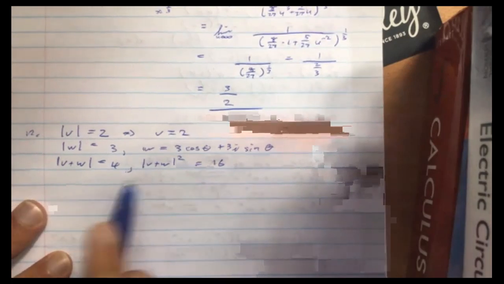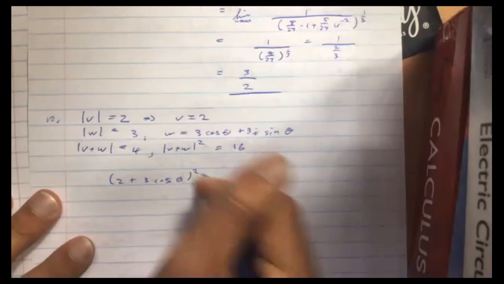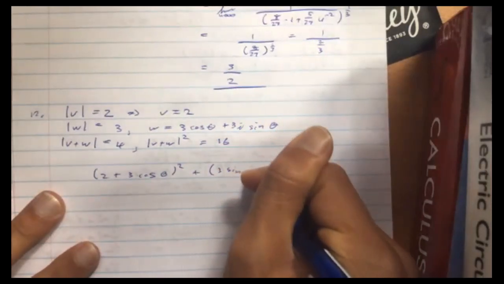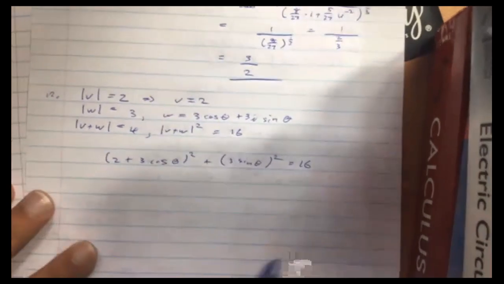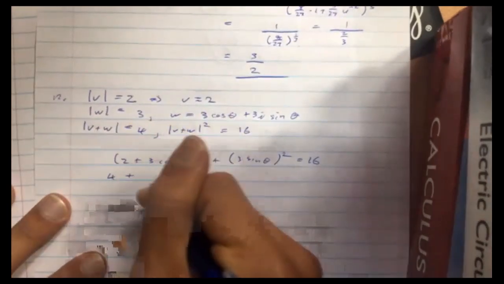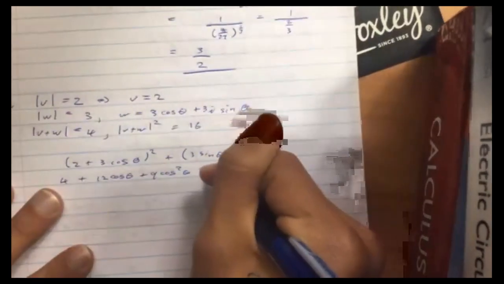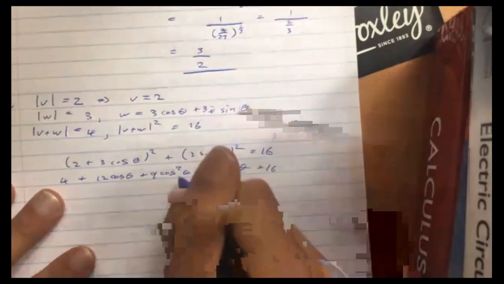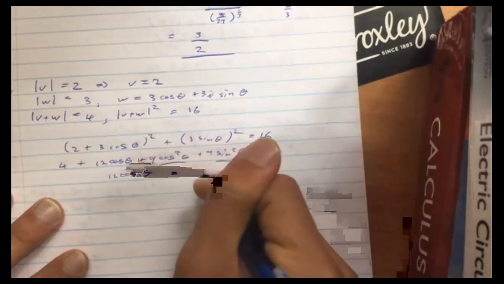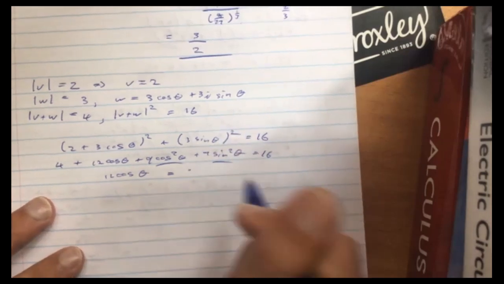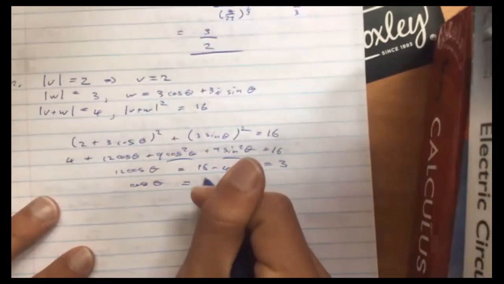Okay, and if we work this out in a different form, we get that this is (2 plus 3 cos theta) squared plus (3 sine theta) squared is equal to 16, if you just look at the real component squared plus the imaginary component squared. So expanding this, we get 4 plus 12 cos theta plus 9 cos squared theta plus 9 sine squared theta is 16. The cos squared and sine squared together are just 1. So 12 cos theta is equal to 3, since 16 minus 4 minus 9 equals 3. So cos theta is 1 over 4.